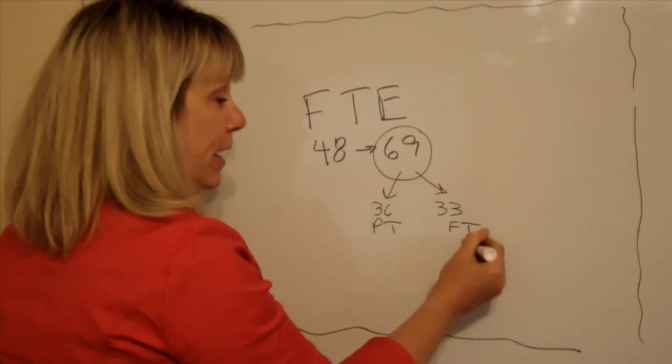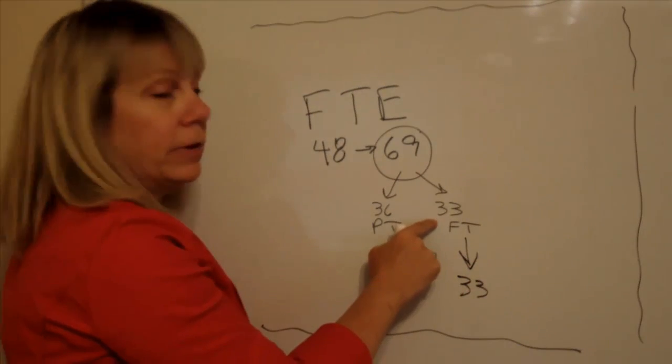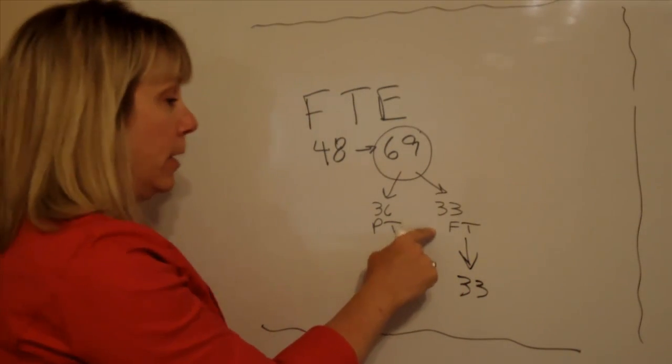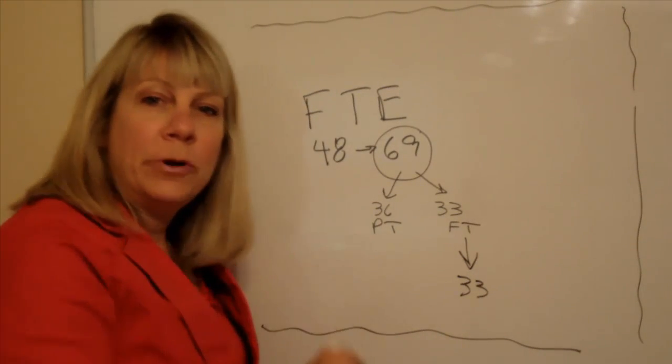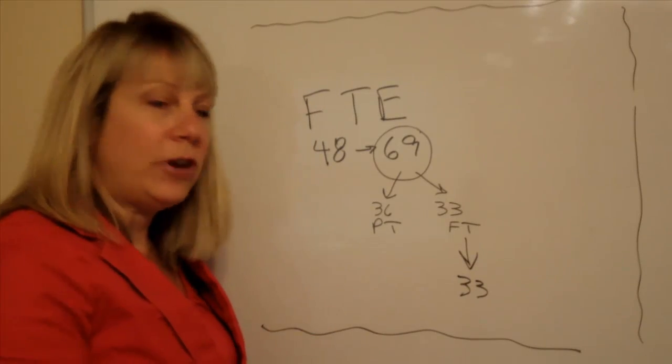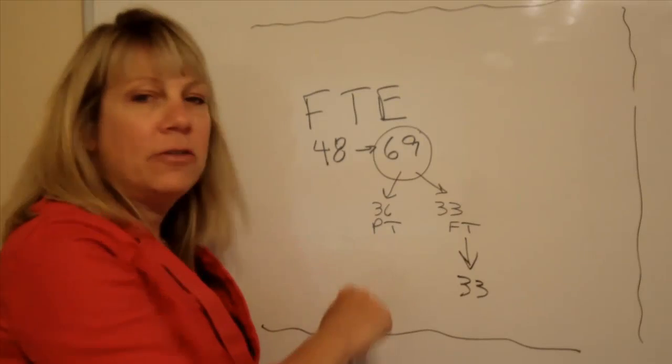So in this case, his FTE here is 33 full-time, because these are full-time equivalent kids, 40 hours or more, okay? So 33, 33. That's easy. The hard part comes with the part-timers, and what you actually have to do is add up the number of hours in your part-time and then divide by 40.